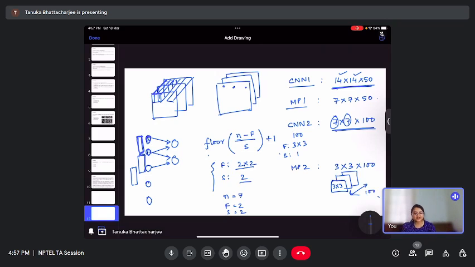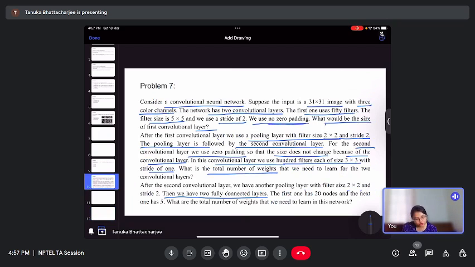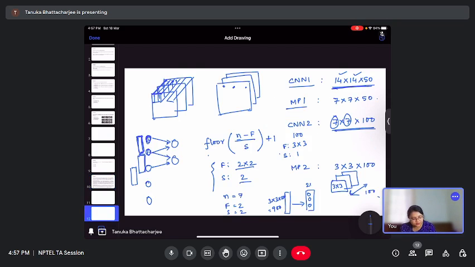We just flatten this entire matrix to get one vector whose length is 3 cross 3 cross 100, that is 900 dimensional vector, and we pass it through a fully connected layer. Here we are saying there are 2 fully connected layers. The first one has 20 nodes and the next one has 5 nodes. So first we pass it through.